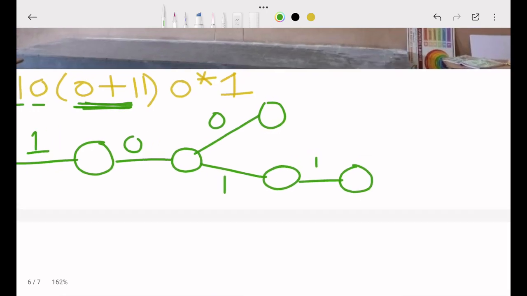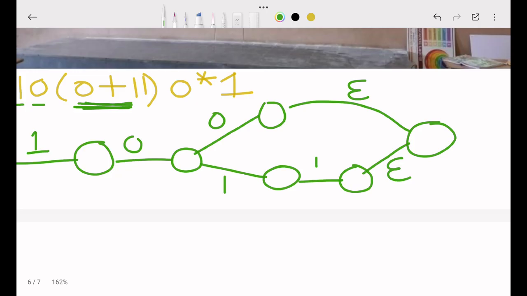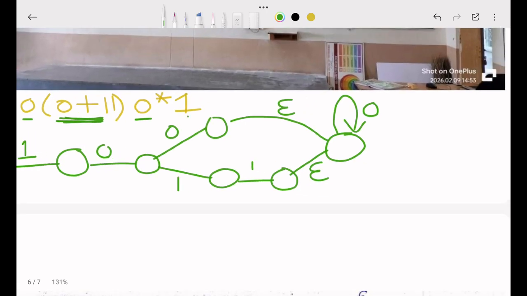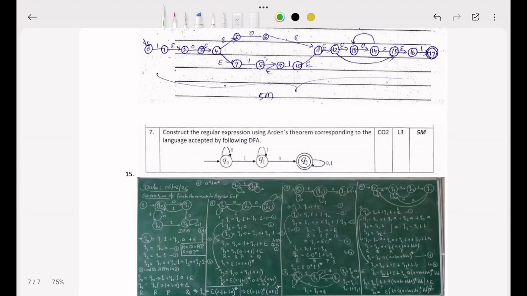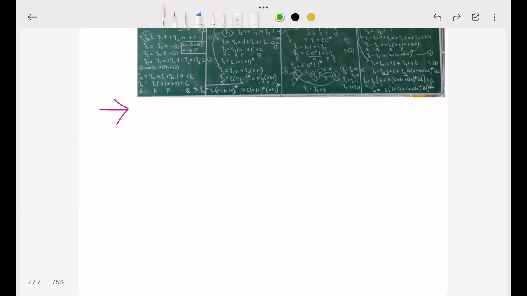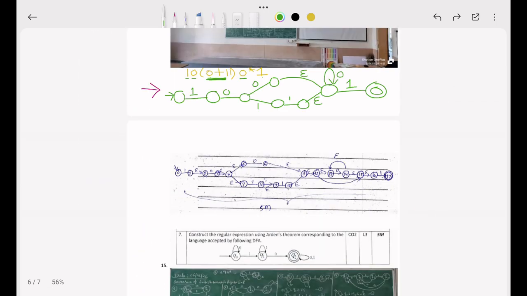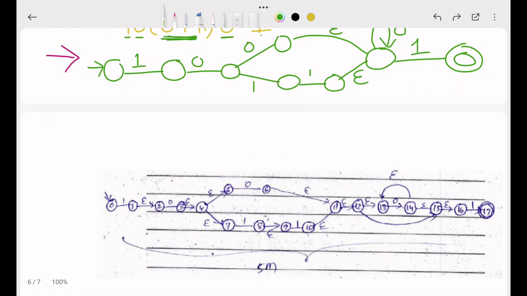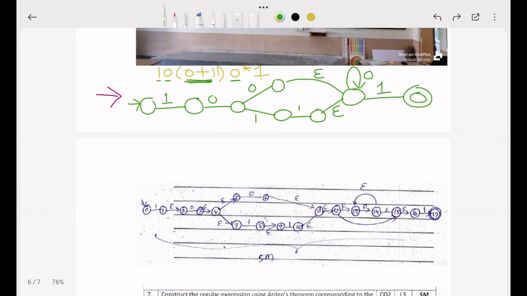Now next is 0 star. So I am using epsilon here to reach another state, and suppose this state is 0 star. Then again the next input is 1, and I reach my final state. Done. Very, very simple. Now you can see there are many solutions. Either you can use this one, or you can use many methods to solve the problem.